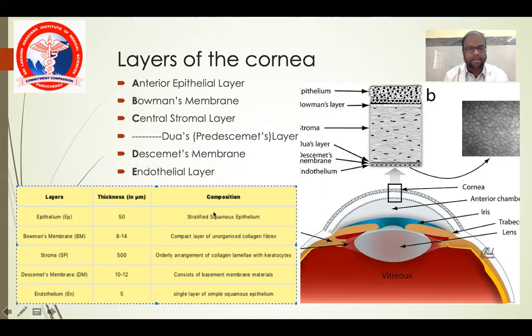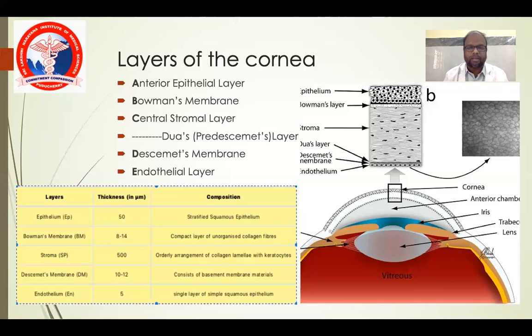It is made up of stratified squamous non-keratinized epithelium, while the Bowman's membrane has a thickness of 8 to 14 microns. The Bowman's membrane is considered a more compacted anterior stroma, or more compacted, unorganized collagen fibers. The stroma is the thickest layer and occupies the major part of the cornea. It is about 500 microns.